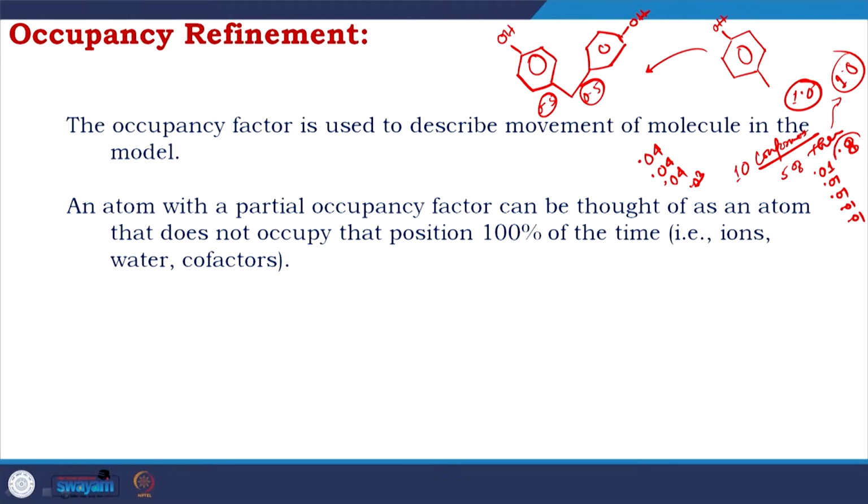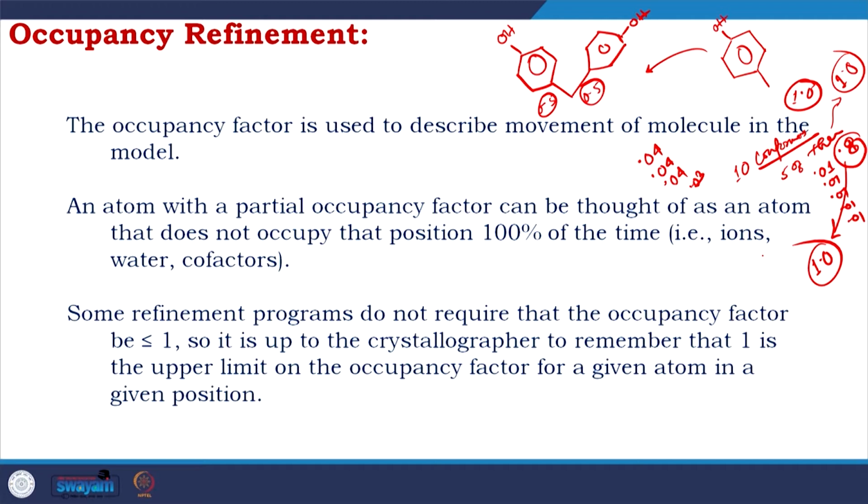But the general trend of the software is to show this conformation as a 100% contributor. That is, I would not say a mistake, it is not a mistake, it is a limitation of the X-ray crystallography process. Some refinement programs do not require the occupancy factor be less than or equal to 1. So, it is up to the crystallographer to remember that 1 is the upper limit on the occupancy factor for a given atom in a given position. We have already discussed that.